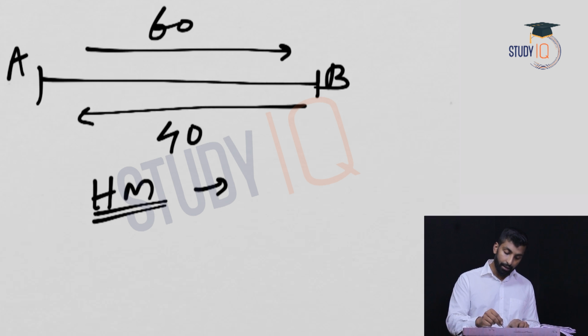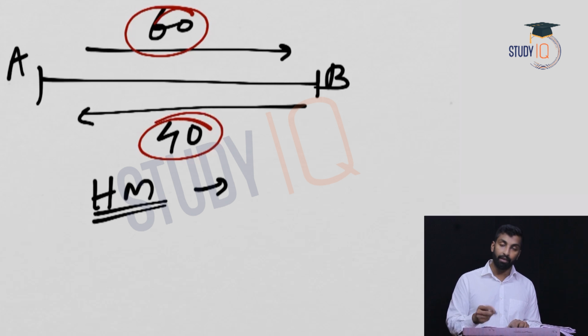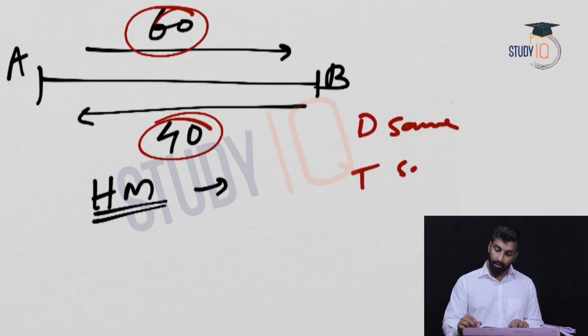So generally what students will do is, two speeds are given, just take the average of it. No. Here what is the situation? Distance is the same. Earlier what was the situation? Time was the same, so you can just take the simple average, and the reason you saw already. If distance is the same, you cannot take the simple average, you need to take the harmonic mean.